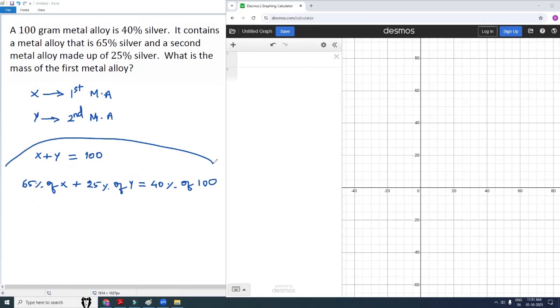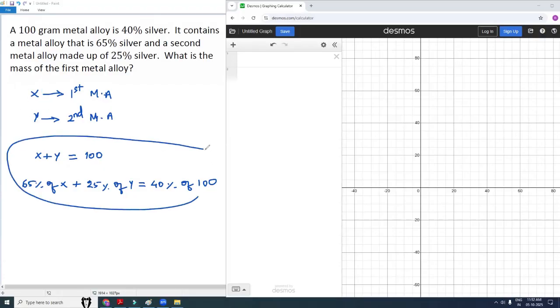Okay, here we have a system of two linear equations in terms of the two variables X and Y. We can use Desmos to solve for X because our aim is to find the mass of the first metal alloy. We have assumed X as the mass of the first metal alloy. So in this system, we have to solve for X.